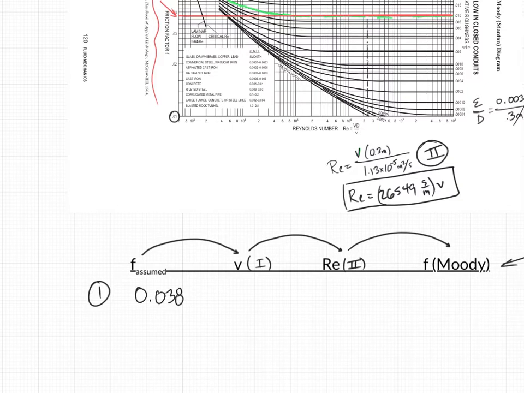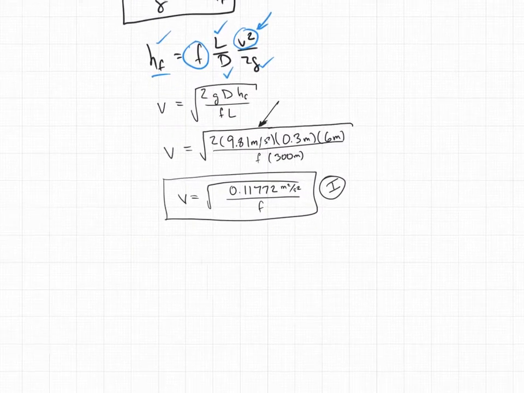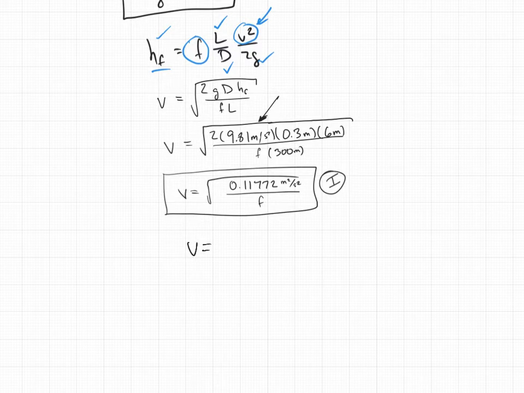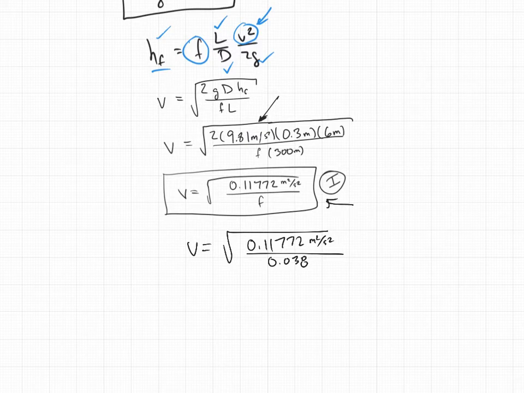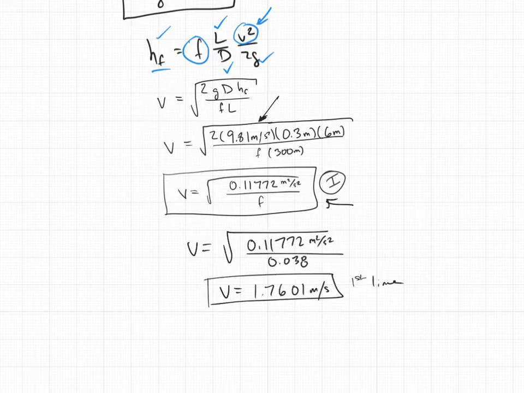0.038. Okay, I'm going to go to this velocity equation over here, equation 1. I'm going to say V equals the square root of 0.11772 meters squared per second squared divided by 0.038. Hopefully you can see why I wanted to write it like this, because it's going to make it a lot easier for me to work with. The first time I do this, remember this is based on a guess, so this is not the actual velocity. So I get, on this first line, 1.7601.